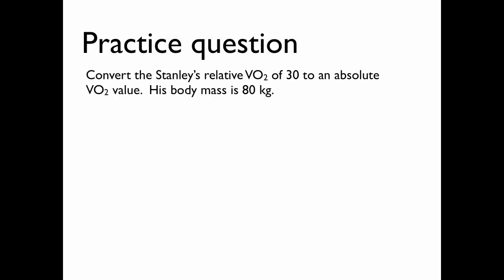Let's do an example now. I want you to convert Stanley's relative VO2 of 30 mils per kilogram per minute to an absolute VO2 value in liters per minute. His body mass is 80 kilos. Please pause this video now, try this out on your own. Once you've come up with the answer, or if you get stuck, press play again.